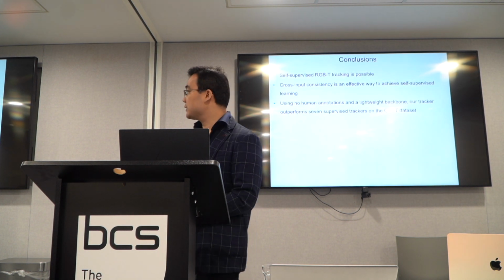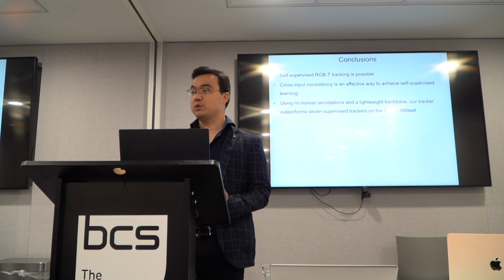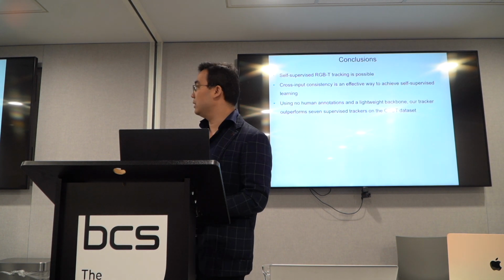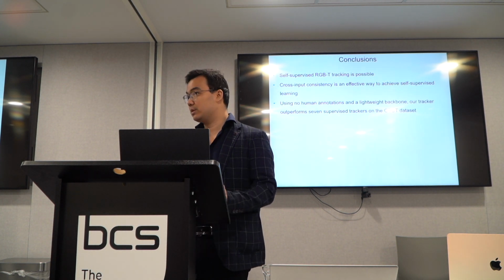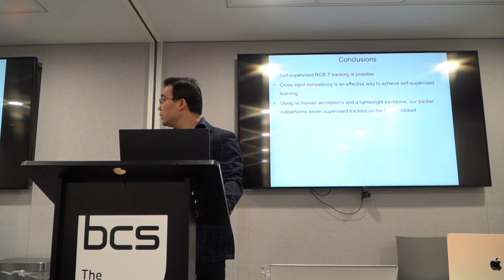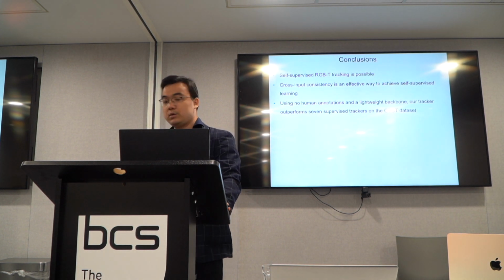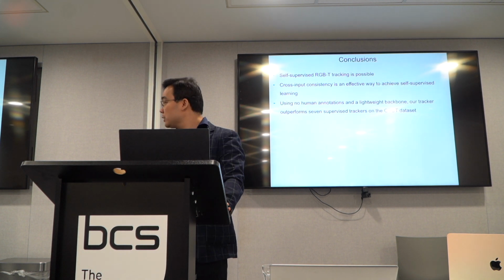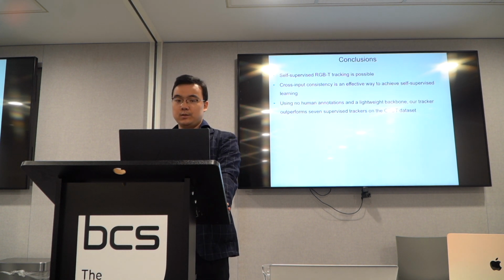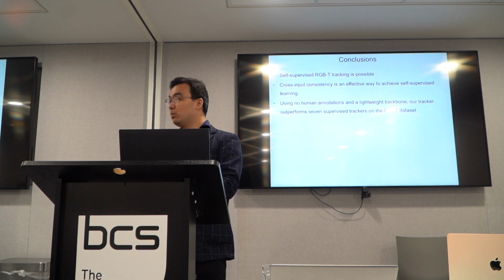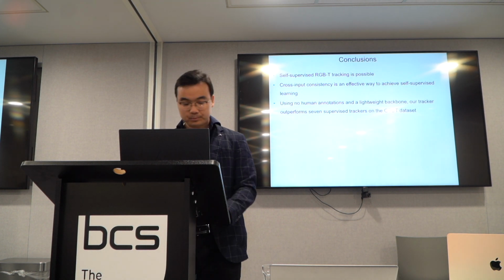So in conclusion, from our study, we found that self-supervised RGBT tracking is possible, and the cross-input consistency is a very effective way to achieve this kind of self-supervised learning. Using only a very lightweight backbone and no human annotations, our tracker outperforms 7 supervised trackers on public datasets. I also think this idea is generic, so it can be extended to other modalities, for example, RGB and depth. We are working on this idea to do more exploration. Thanks so much.